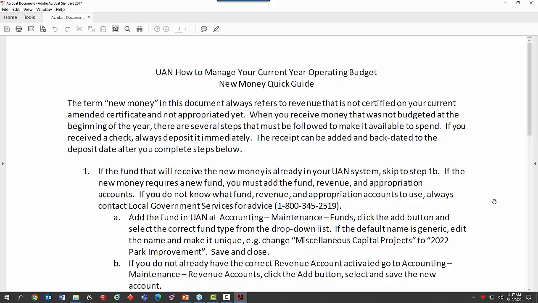It is referring to revenue you're getting that is not certified on your current amended certificate, and it's not appropriated yet. So it's new money. It could be a grant. It could be all kinds of things. Somebody made a $10,000 donation. It's money you don't have certified yet.